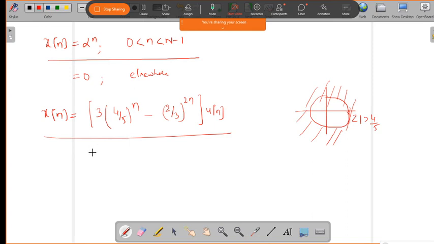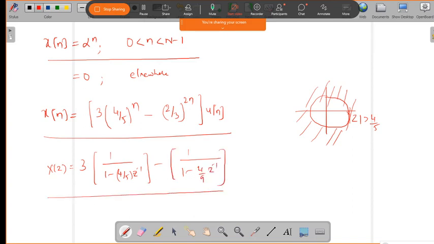So now what is the Z transform of this? You will get X of z as 3 into 1 over 1 minus 4 by 5 z inverse, minus 1 over 1 minus 4 by 9 z inverse. So this is your Z transform. 4 by 9 is a pole, right? Yeah, 4 by 9 is a pole point, and this is one pole point.